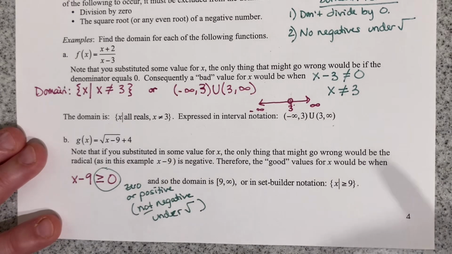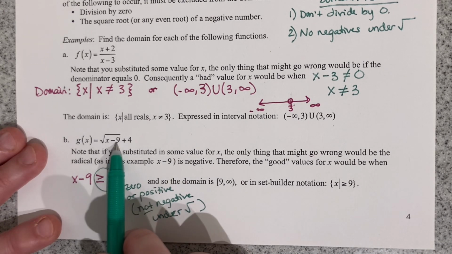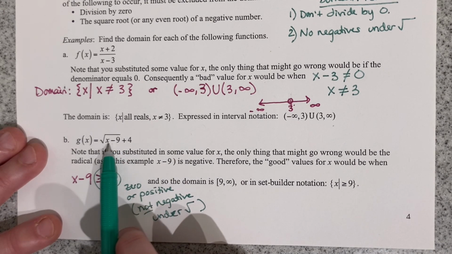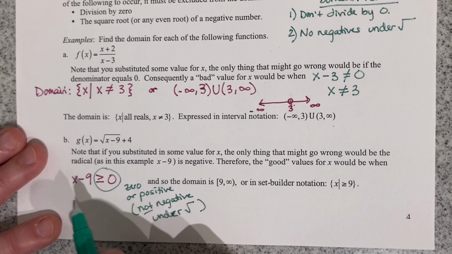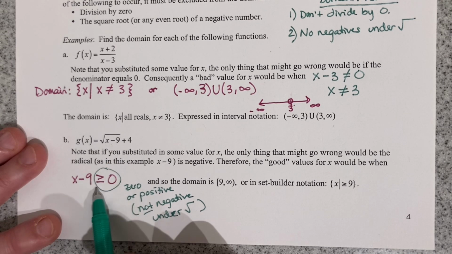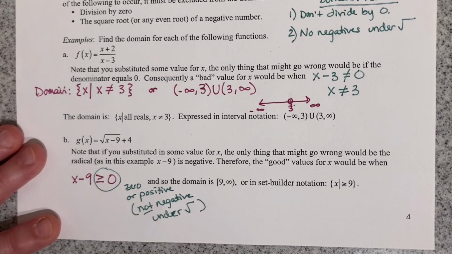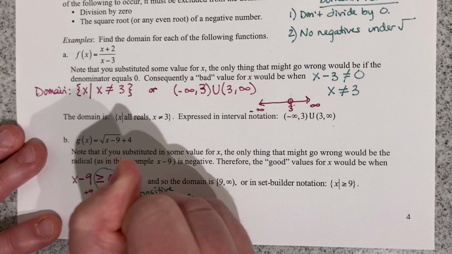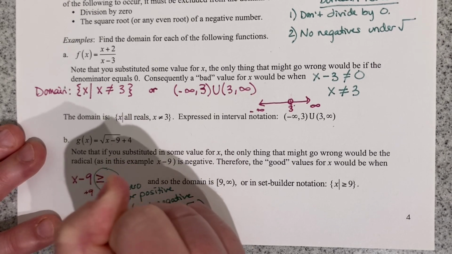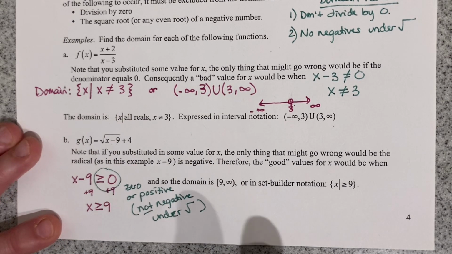The plus 4 is outside the square root. I don't care about it, right? I can add 4 to whatever, but I can't take the square root of a negative. So if x were 0 here, 0 minus 9, negative 9, the square root of negative 9 is imaginary. It's 3i. Doesn't work. So we need to find x values that would make this positive, or 0 would work too. So then I just add 9 to both sides. Plus 9 plus 9. That makes x is greater than or equal to 9 is the domain.